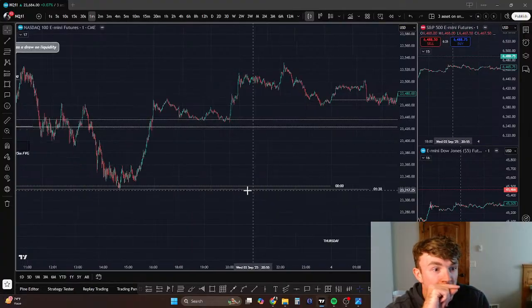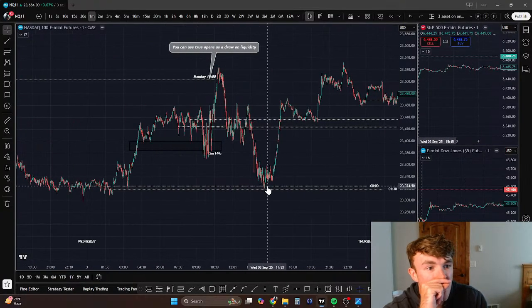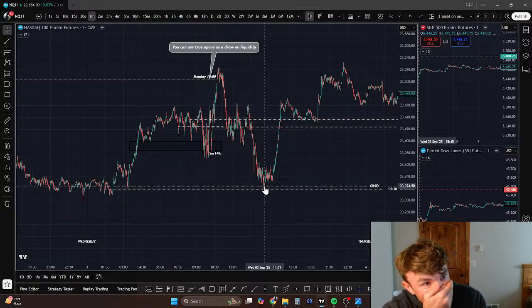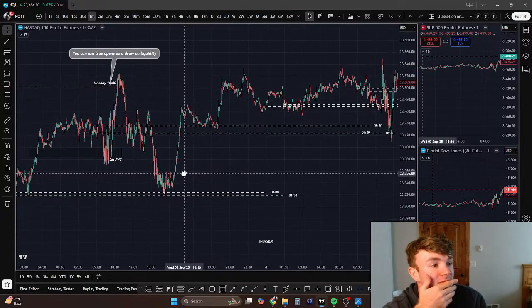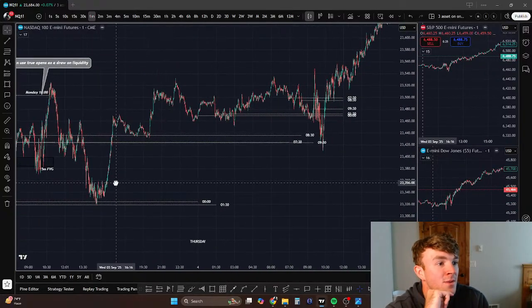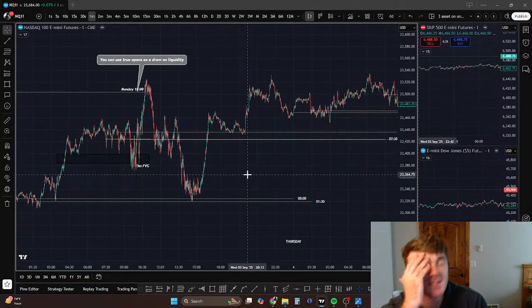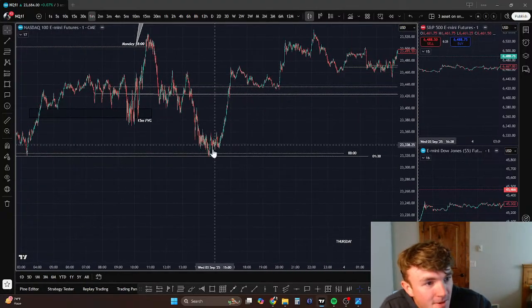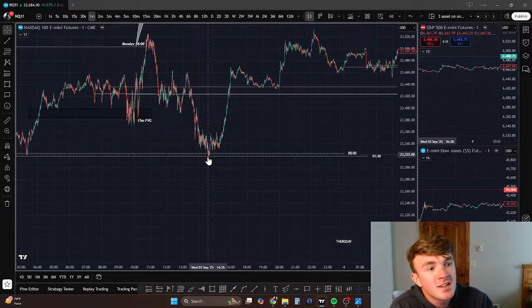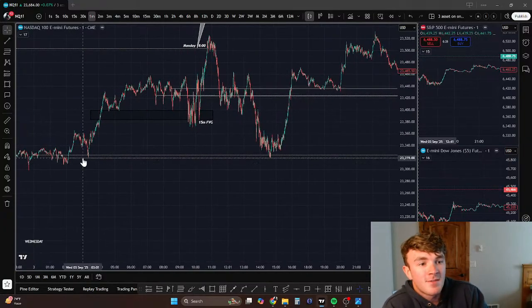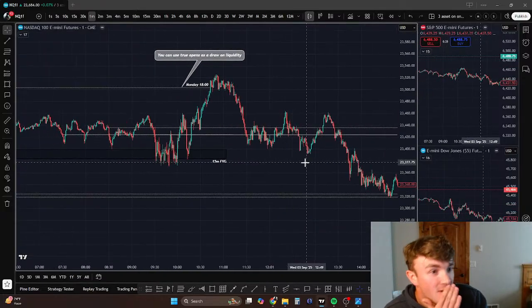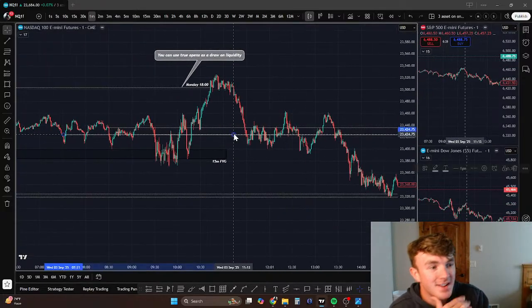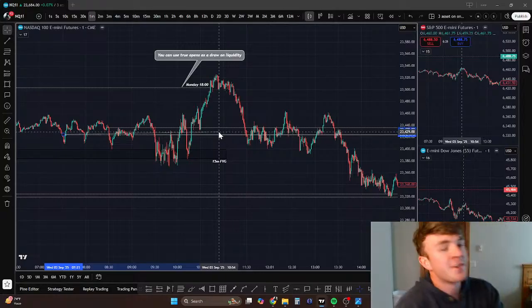Dude, look at how we manipulate midnight. That is crazy. Guys, if you don't think midnight and time levels are helpful or relevant, you're tripping, dude. Look at how perfectly we manipulate midnight. This is just going to be amazing, especially because we probably got SMT with this low. If you don't think time levels are helpful, you're tripping, dude.